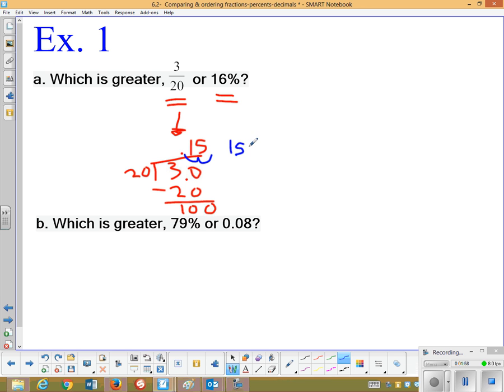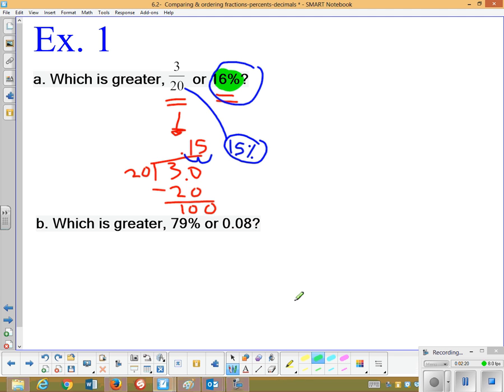So now I have 16% here. One is 15% and one is 16%. The 15%, don't forget, is for this one, 3 over 20. So which one's bigger? Obviously, 16% is bigger. So I'm going to highlight that 16% is bigger than 3 over 20. Does that make sense? All right, let's go ahead and try the next example.